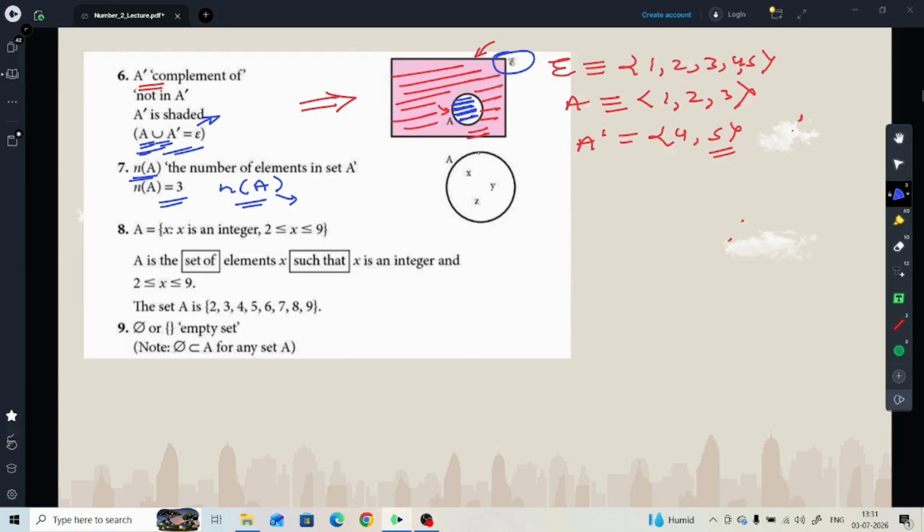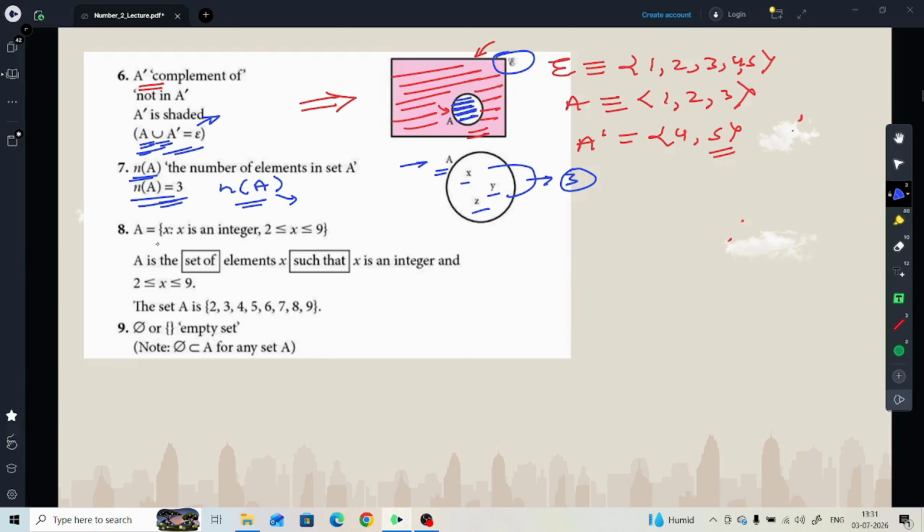Just like you can see in this case, the elements present in this set A are x, y and z. Yes or no? So the number of elements over here will be how much? It will be 3. So that's why we wrote this. It's very easy to understand.